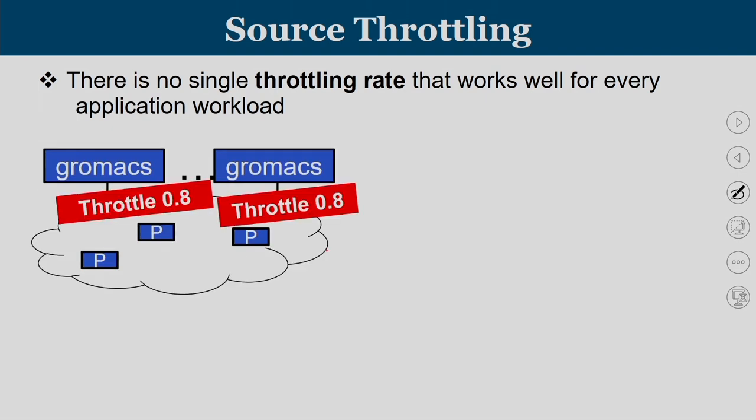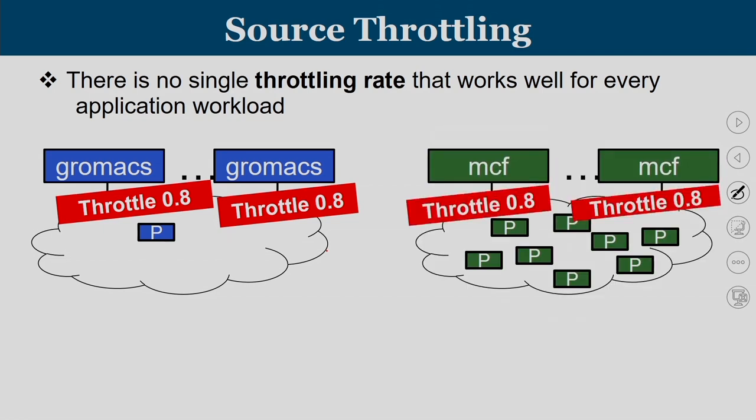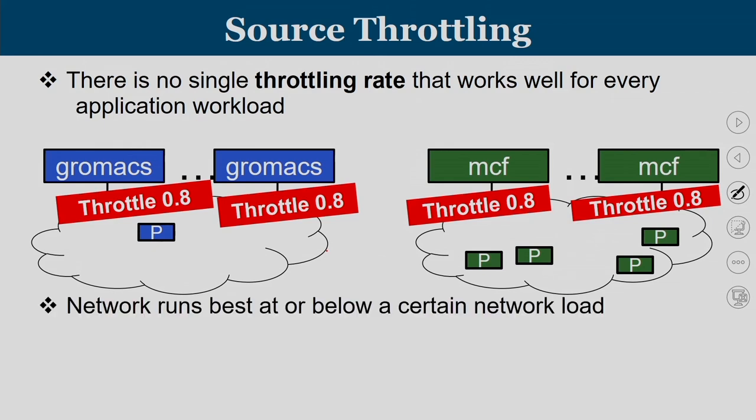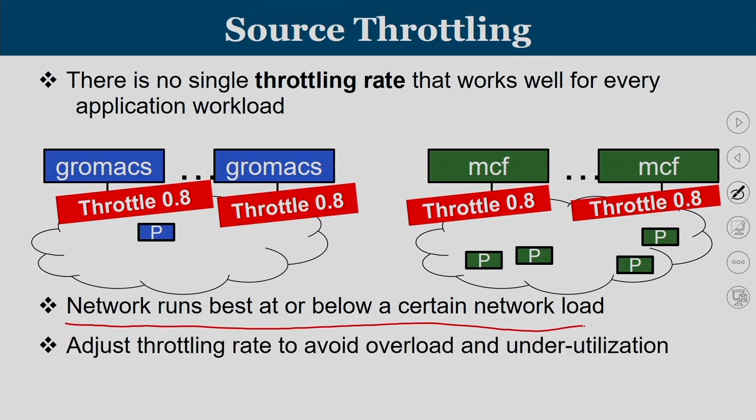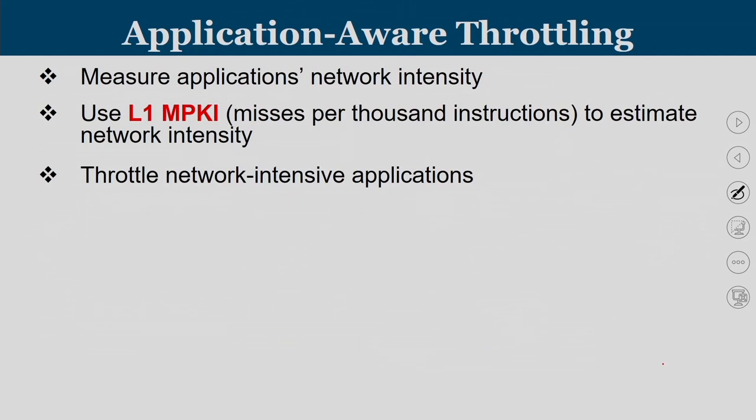So, you have many applications like this. Like what I have mentioned from the SPEC benchmark, if you throttle one of them, you get less benefit, whereas if you throttle the other, you are going to get more benefit. So, network runs best at or below a certain network load. So, we have to adjust the throttling rate, or how much to throttle, to avoid overload and underutilization scenarios.